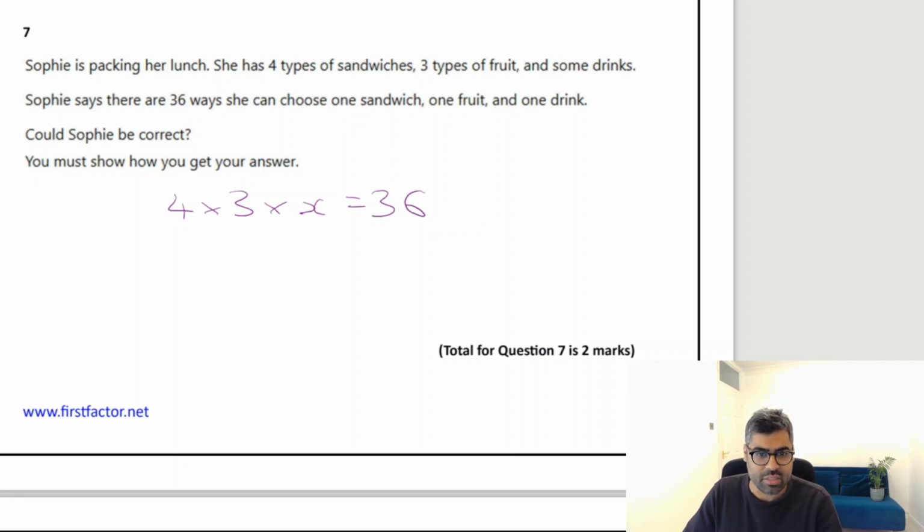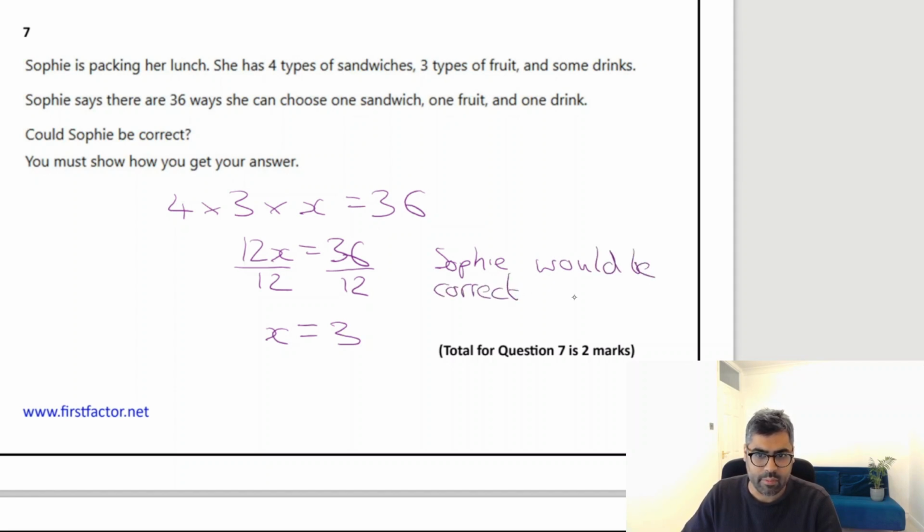So 4 times 3 is 12. Times by X, we have 12x equals 36. Divide both sides by 12, gives us X equals 3. So if there's 3 types of drinks, that means that yes, Sophie would be correct. So in order to get the marks, we just write Sophie would be correct if 3 types of drinks.